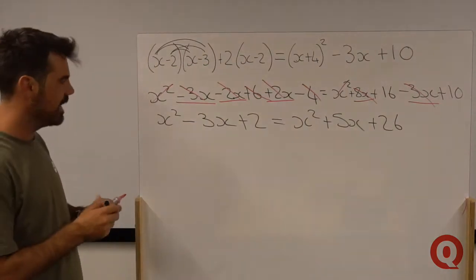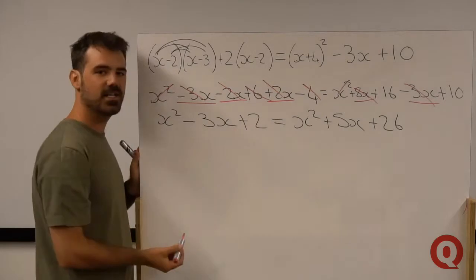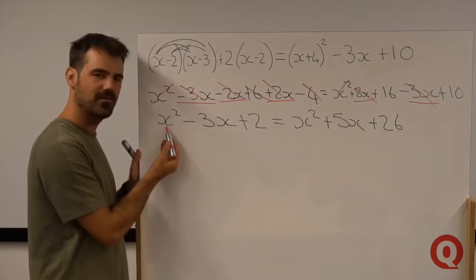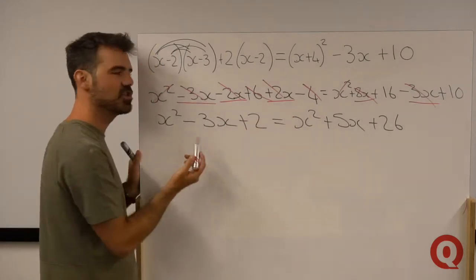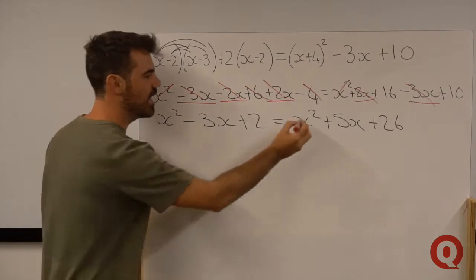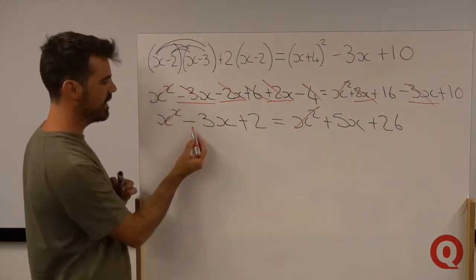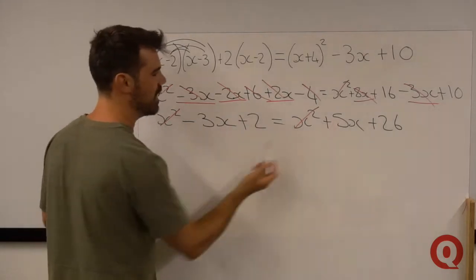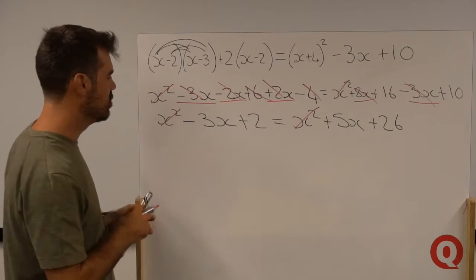Now, we can collect. Because you know that if I bring something over, the sign changes. I've got a positive x squared over here, and I've got a positive x squared over here. If I'm going to bring them together to try and collect them, this will become a negative x squared. So therefore, I can actually just cancel these out. And now I've got a negative 3x here and a positive 5x here. So let's just mix it up on that first one.